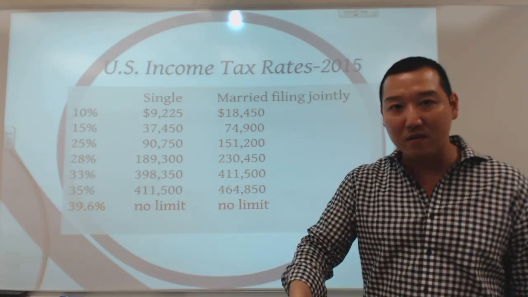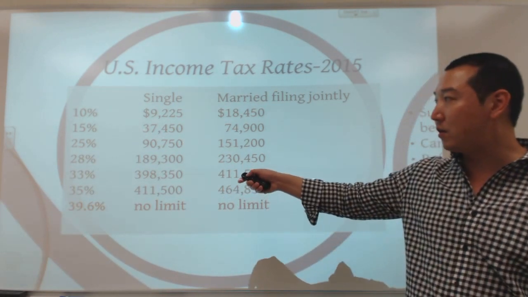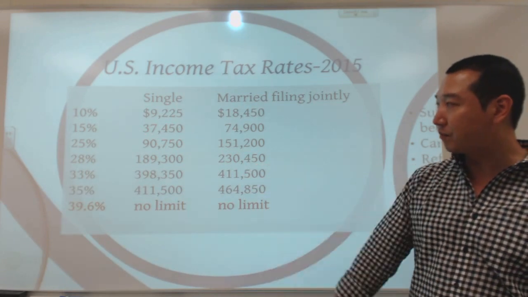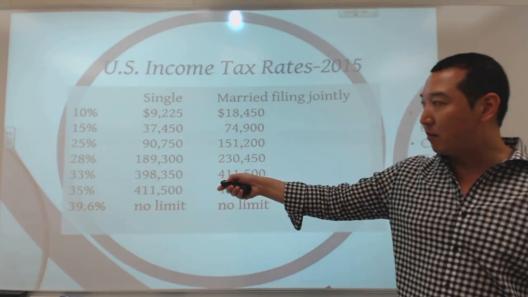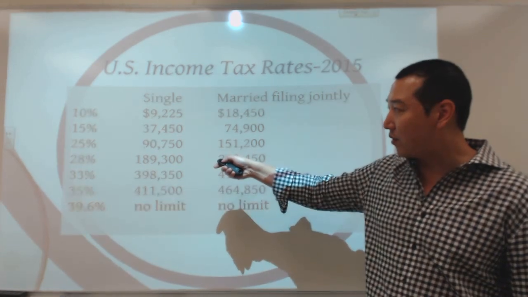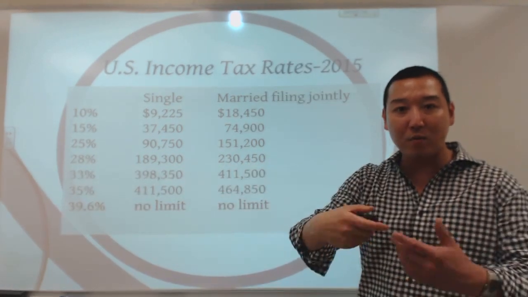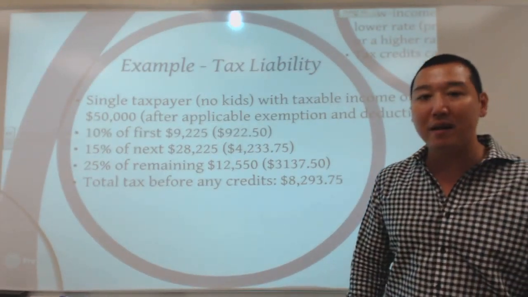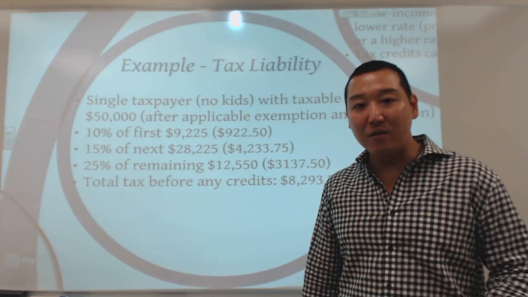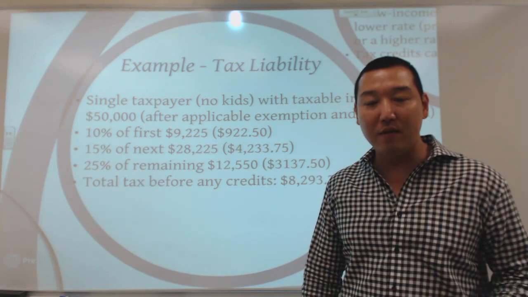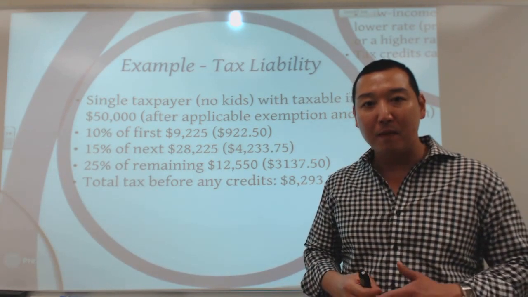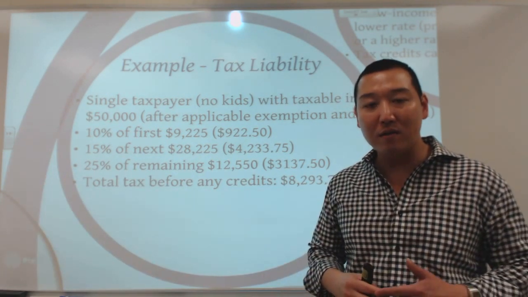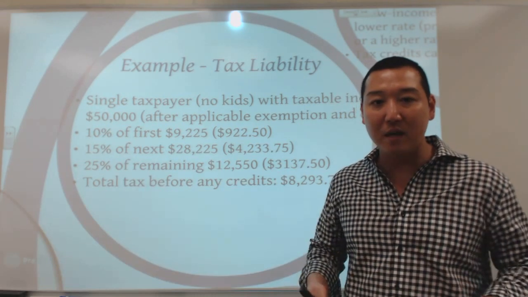$9,227, you're going to be paying 15 cents on that dollar, all the way up to $37,450, at which point your marginal tax rate goes up. On $37,451, you're going to pay 25 cents, and so on and so forth. And so I'm not going to ask you to calculate tax liability. This is all just to understand, by way of background, how the amount of tax liability is actually figured.